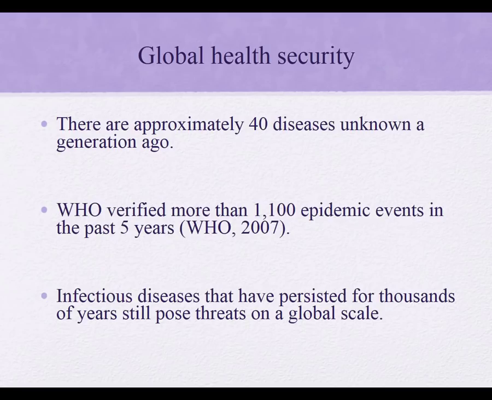Okay, so what are big things? There are approximately 40 diseases unknown even a generation ago. So these diseases are still popping up. Sometimes it's a matter of, have they been popping up and we didn't recognize them as a new disease, or are they things that we thought were something else? Different things. WHO verified more than 1,100 epidemic events in the past 5 years, from 2002 through 2007. Infectious diseases that have been persistent for thousands of years still pose a threat. Some of these diseases are still around and they still can cause major issues.